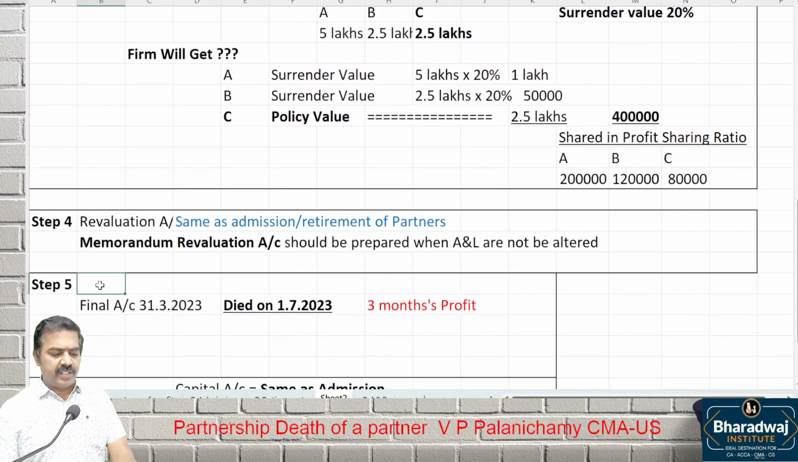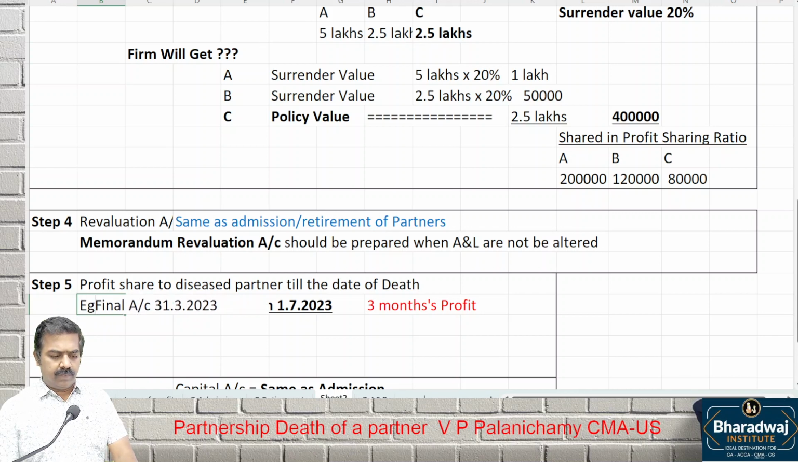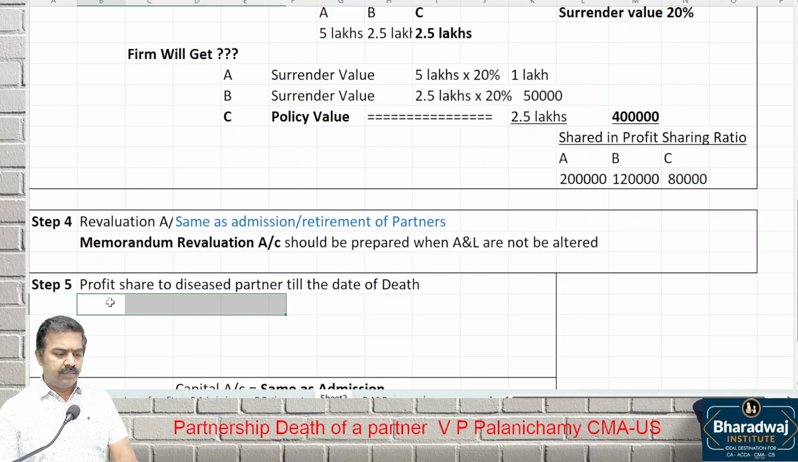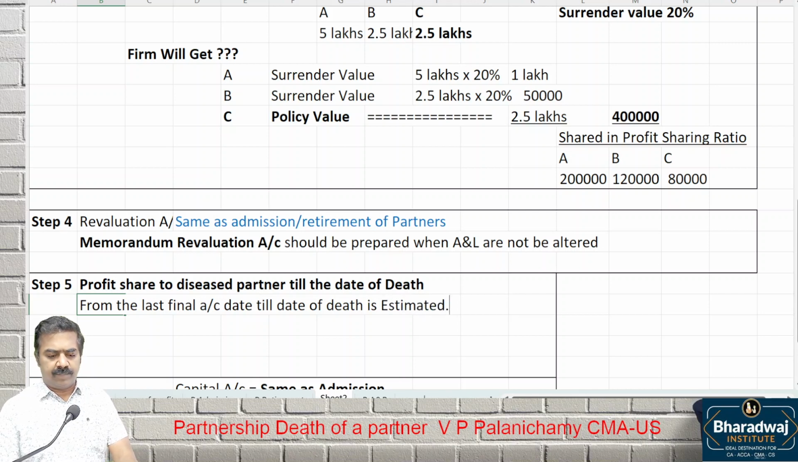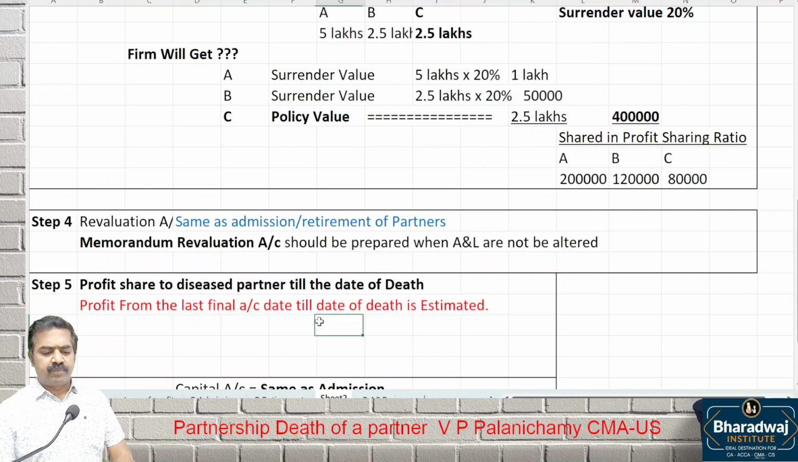Step 5. Profit share to deceased partner till the date of death. How to calculate this? Profit from the last final accounts date till the date of death is estimated.